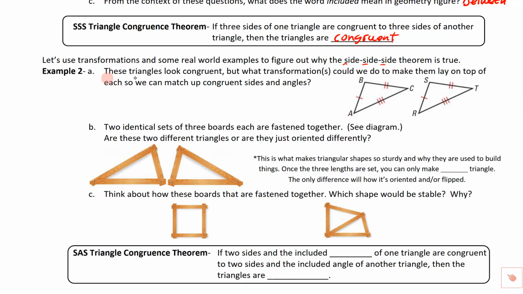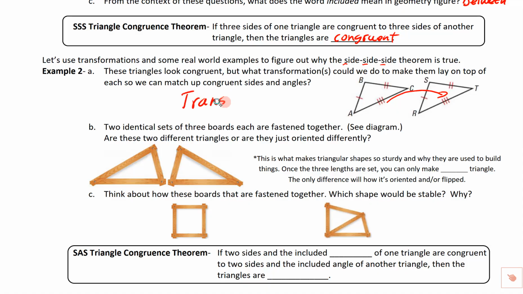So take a look at A. It says these triangles look congruent, but what transformation or transformations could we do to them to make them lay on top of each other so we can match up all the congruent sides and all the congruent angles? I've got this marked off here. Notice we've got one hatch mark here and one here, two here, two here, three here, three here. So I've got all of the congruent sides marked out. They're oriented the same way, they're flipped the right way. So all we would have to do to show somebody these are really congruent triangles is slide this one right on top of that one. What we'd need here is just a translation.